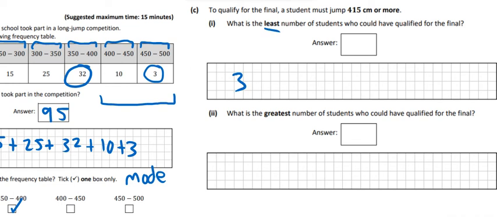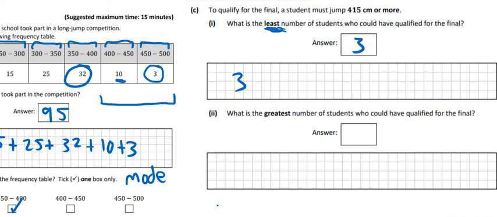These 10 though, all we know about them is that they jumped somewhere between 400 and 450. For all we know, all of those could have jumped 401, or between 400 and 407 or something like that. They could also have all jumped above 440, for example, but we don't know. Because it says the least number of students who could have qualified, we're going to leave these out because they might not have. Therefore, it's just going to be the 3 that are between 450 and 500. So our answer here is 3.